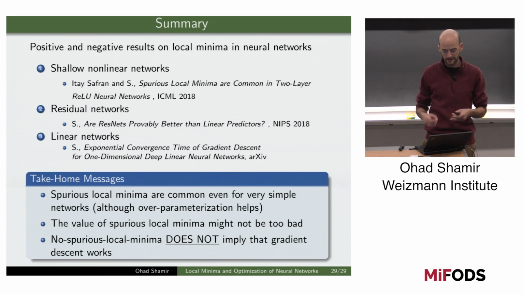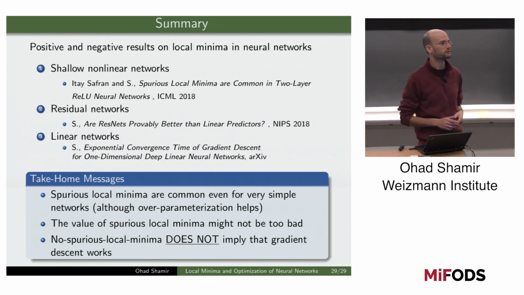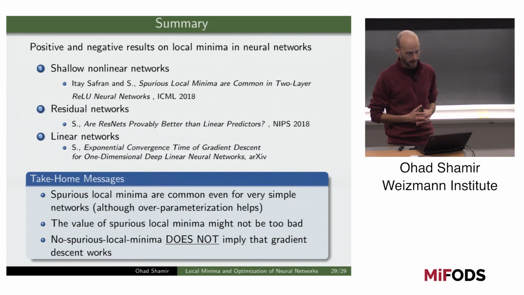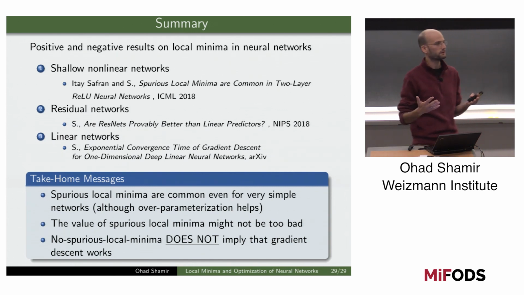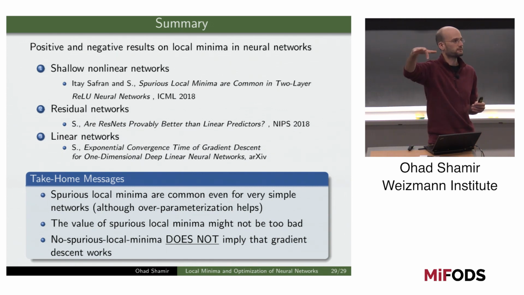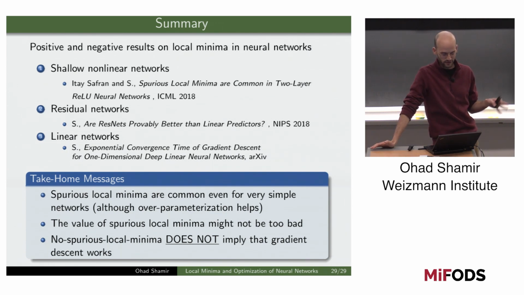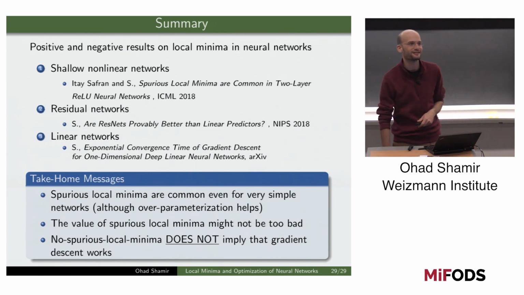On the other hand, it seems that overparameterization is a very useful tool in at least reducing them. And trying to understand the value of the spurious local minima, not just whether they exist or not, could be helpful. If you just consider spurious local minima above some level set, maybe you can say much stronger things. And finally, no spurious local minima does not in any way imply that gradient descent works, and there are still a lot of hurdles to get from this geometric result to an algorithmic result. So I think I'll stop here and take questions. Thanks.